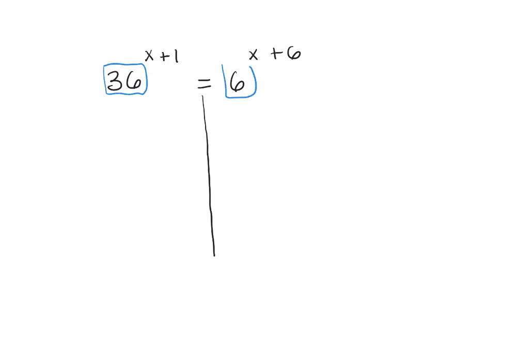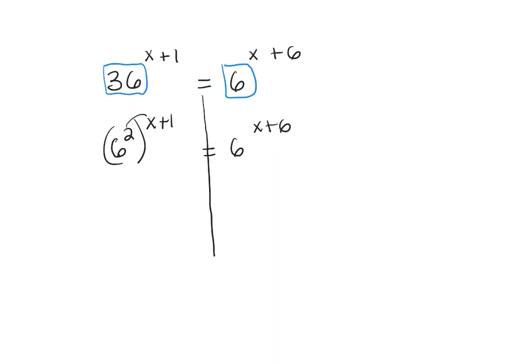36 to the power of x plus 1 equals 6 to the power of x plus 6. A later method in this video is going to work for this problem, but I'm just going to show you a different way to think about this one. One way is to try to rearrange this so they have the same base. So you can write 36 as 6 squared, and that's to the power of x plus 1.